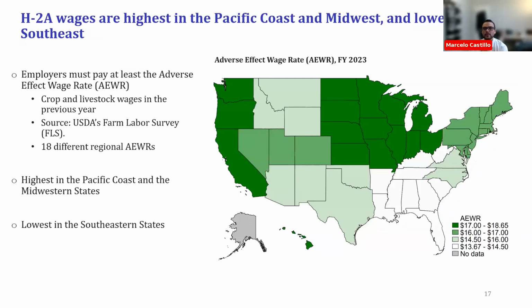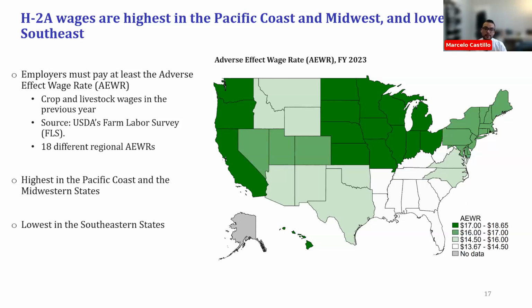Okay, and the last thing that I want to briefly talk to you about are H-2A wages. Now, as you know, by regulation, employers have to pay H-2A workers at least the adverse effect wage rate, the AEWR. And for nearly all occupations, DOL sets the AEWR for a given state using the wages of crop and livestock workers in the previous year. The wages are taken from USDA's Farm Labor Survey, the FLS.